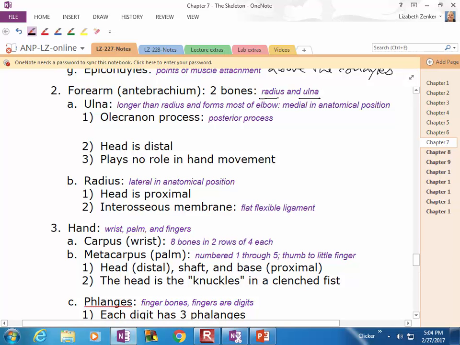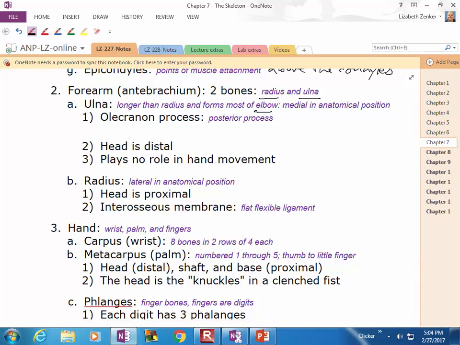So that's why the anatomists said, let's create this anatomical position, means put the body in this position, and that way you can see the bones lined up in this way, and you always have a reference point. So with the ulna, it's longer than the radius, and it forms most of the elbow, and it is medial in the anatomical position. Because of the crossover later when you are flipping the hand.